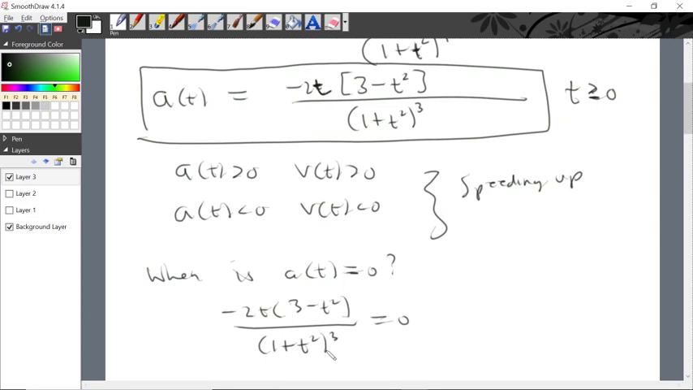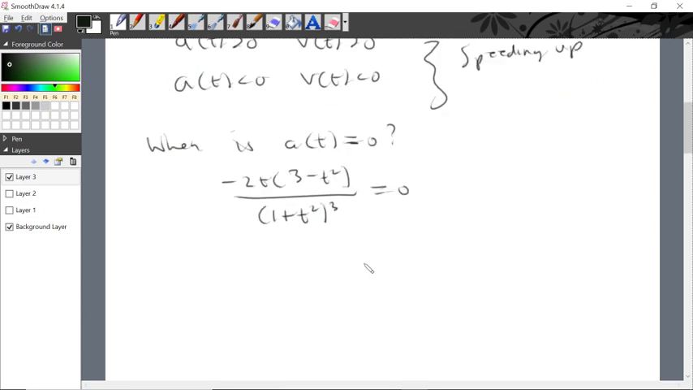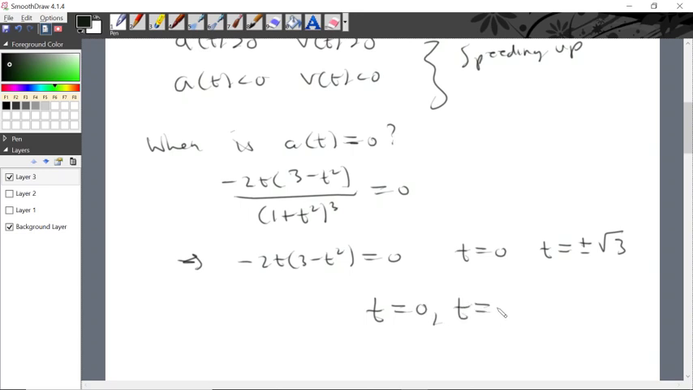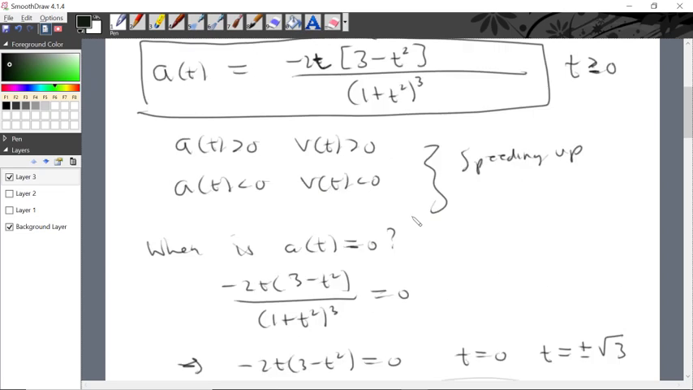Okay, the denominator is always going to be positive. We can multiply both sides by the denominator, and then we're just left with solving when the numerator is equal to 0. That happens when t is equal to 0 and when t is equal to plus or minus the square root of 3. But on the interval where t is greater than or equal to 0, we're only going to take t equal to 0 and t equal to the principal square root of 3, because t is greater than or equal to 0. So that's when the acceleration is equal to 0.